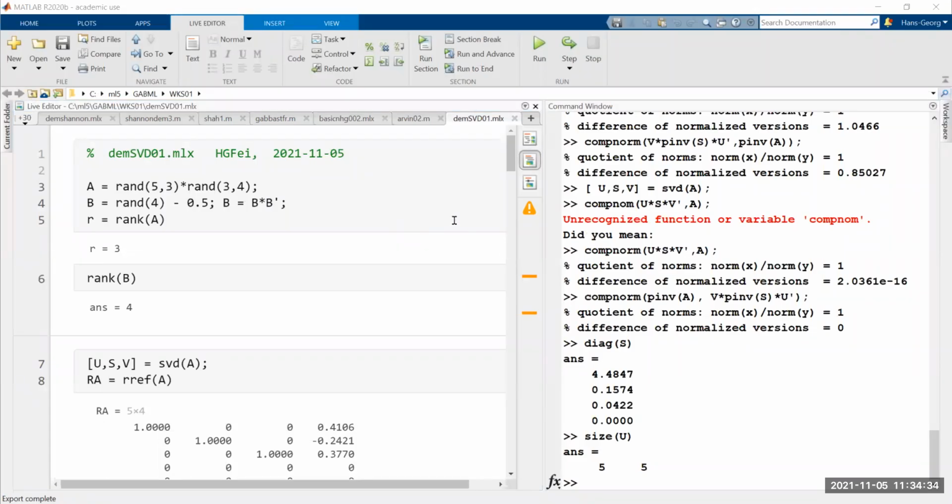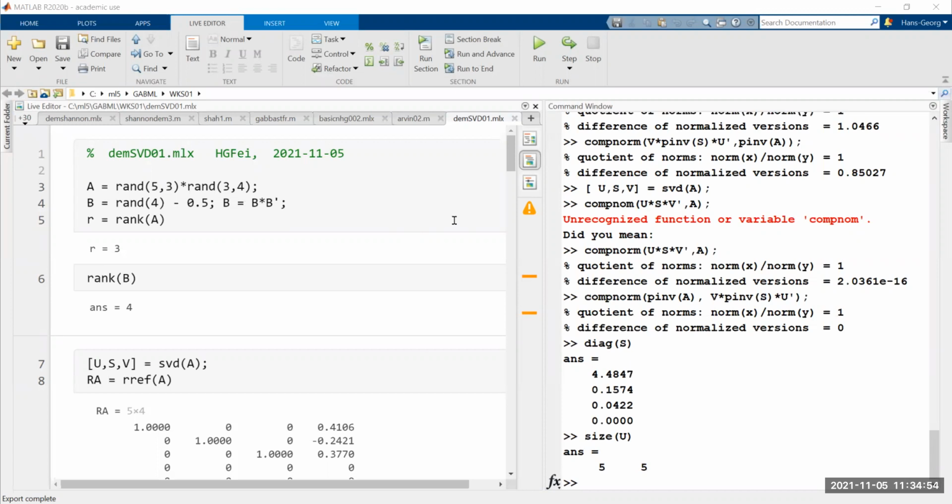Okay, now we are going to linear algebra and a topic which was not always done in linear algebra courses in the earlier years. I think nowadays it's a standard topic. It's the so-called singular value decomposition and the pseudo-inverse.